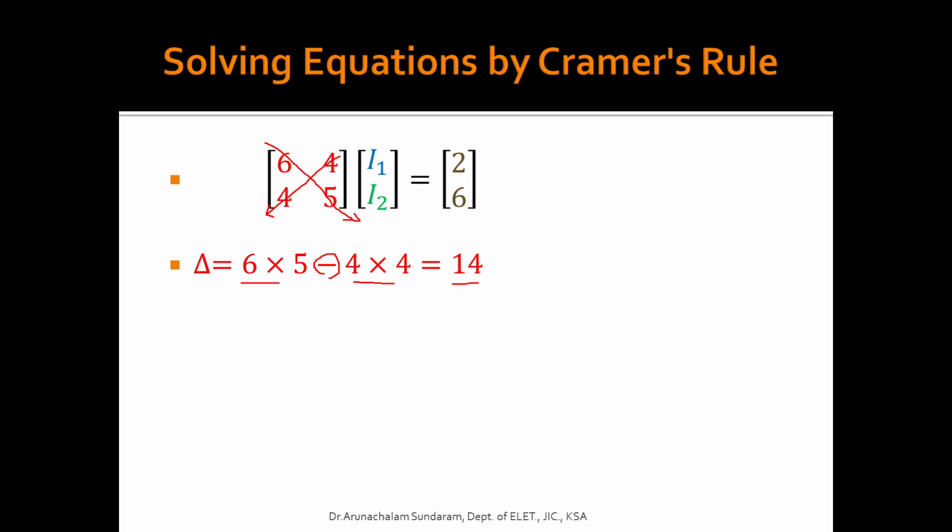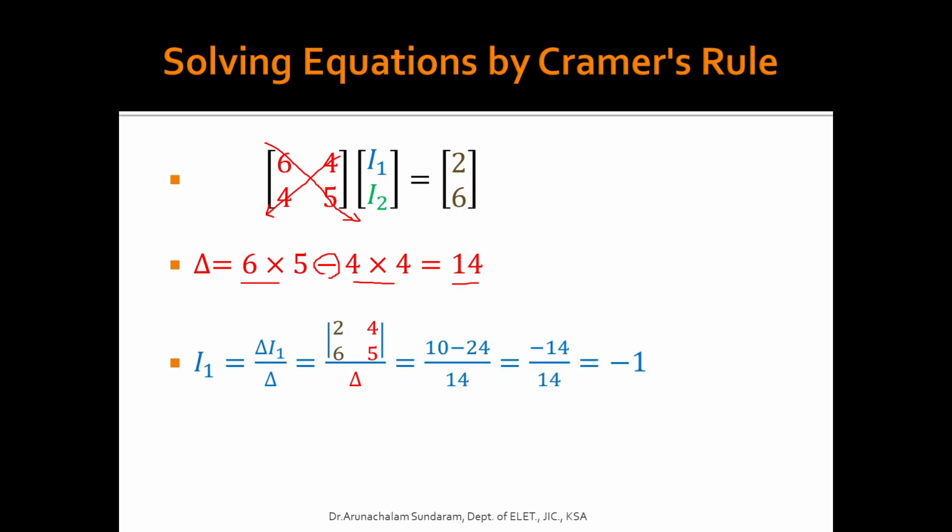Then we have to find I1. I1 means delta I1 by delta. All of you know delta, because we have calculated it. The denominator is delta. But what we have to learn is, what do you mean by delta I1? Delta I1 means replace the first column with the constants. Remove the numbers 6 and 4 and put 2 and 6. You can see here, this is 2 and 6. So this is called delta I1.